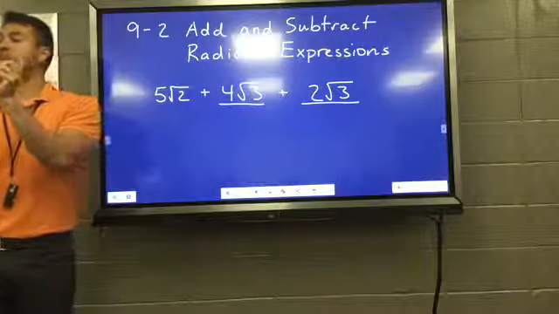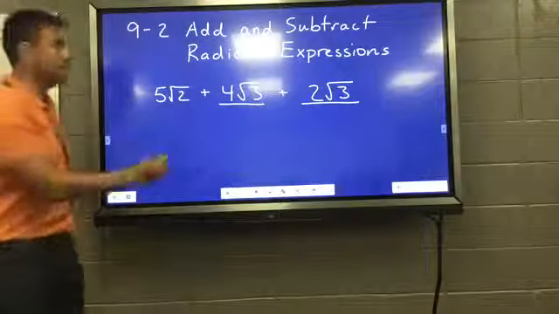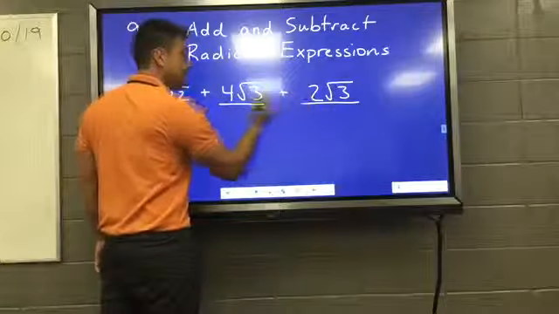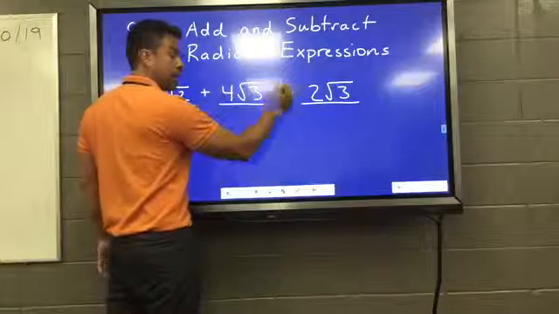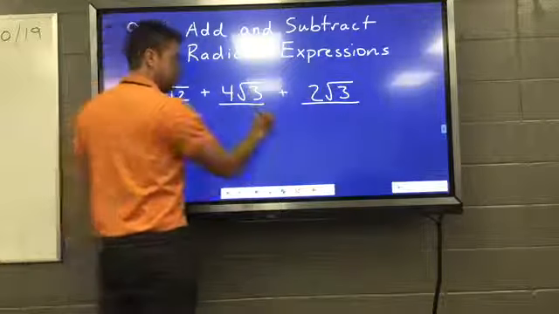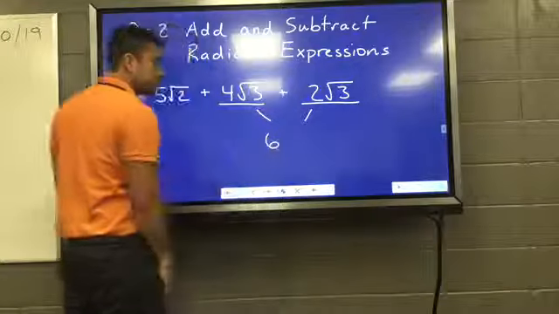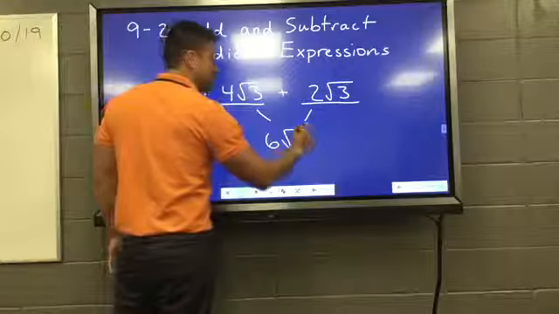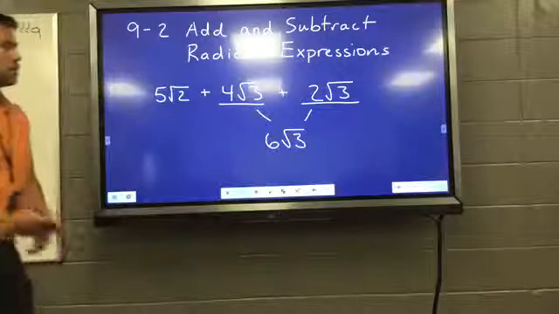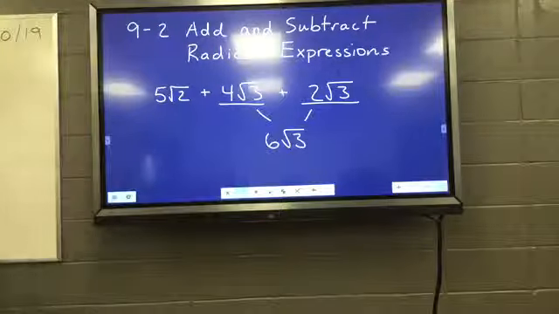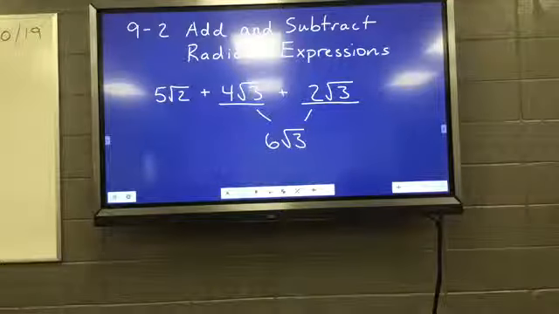The numbers in front. So here, when I combine these two, I'm actually adding the 4 and the 2. What does that get me? So that gets me 6, and then I keep the same radicand. 4 times the square root of 3 plus 2 times the square root of 3 is 6 times the square root of 3. That's how you combine them.